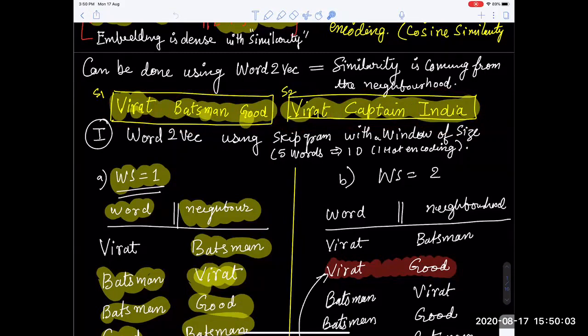in a sentence, and you understand that if I talk about Virat, then I'm going to talk about, say, some batsman, or captain, or India, or good. If I'm going to talk about captain, then it's going to be somehow related to India. It can be related to Captain Virat as well. If I talk about batsman, then it's also going to be related to Virat in certain ways. It may also be related to Sachin, it may also be related to Sehwag and all, but it's also going to be related to Virat.